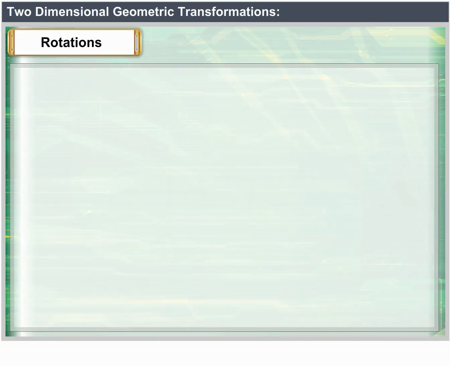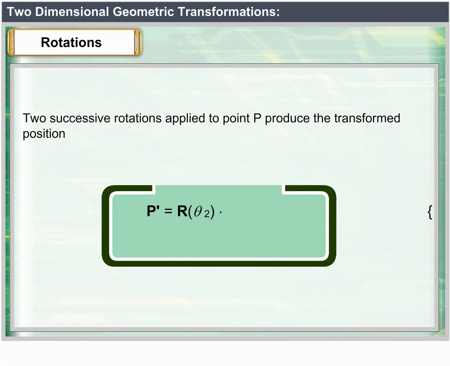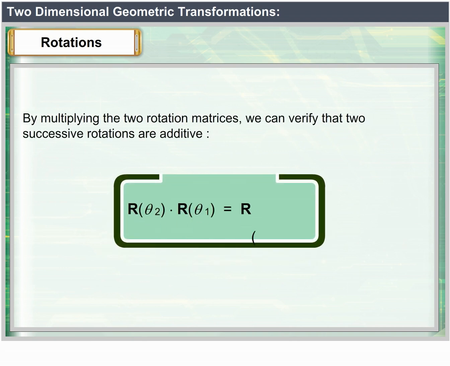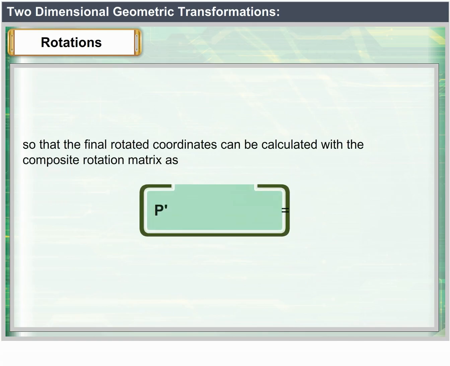Rotations. Two successive rotations applied to point P produce a transformed position P' equals R theta 2 multiplied by R theta 1 and P, which equals R theta 2 and R theta 1 multiplied by P. By multiplying the two rotation matrices, we can verify that the two successive rotations are additive: R theta 2 and R theta 1 equals R of theta 1 plus theta 2. So the final rotated coordinates can be calculated with the composite rotation matrix as P' equals R of theta 1 plus theta 2 and P.